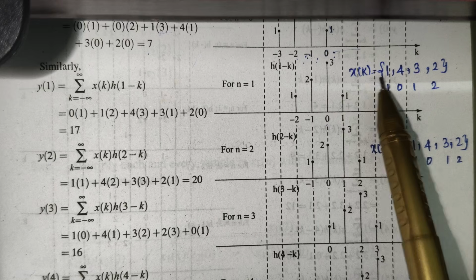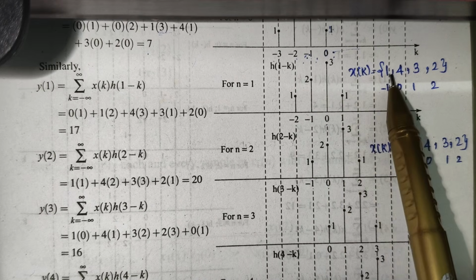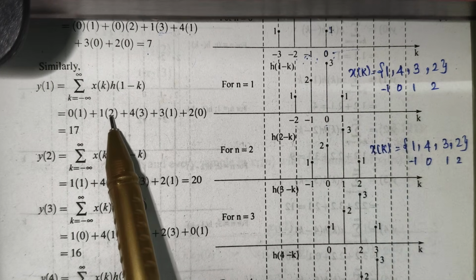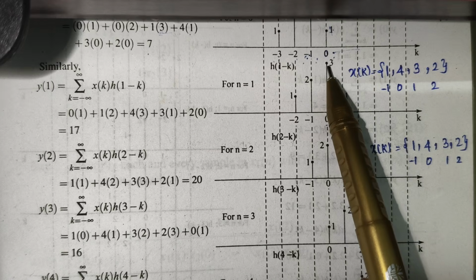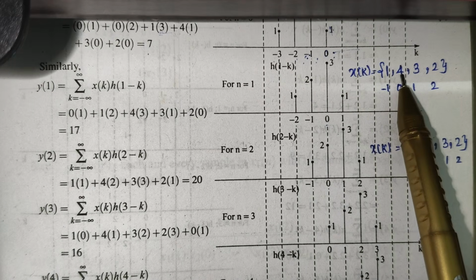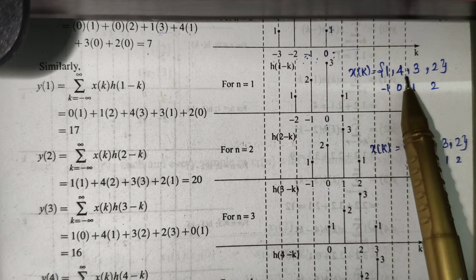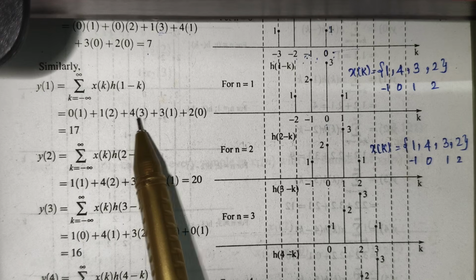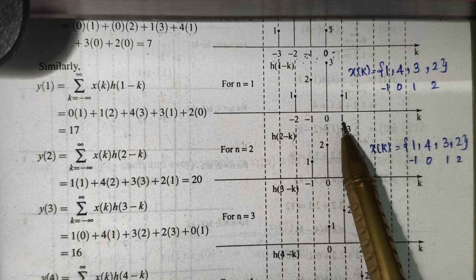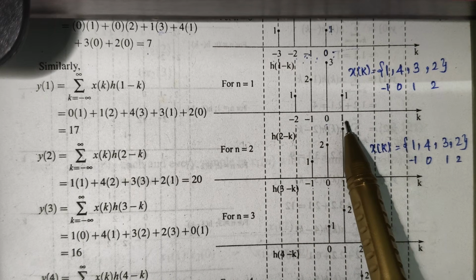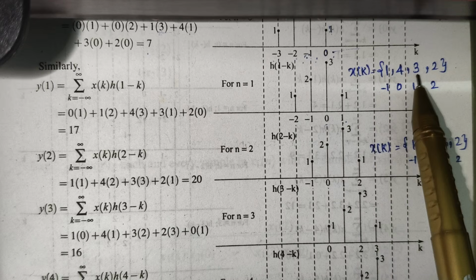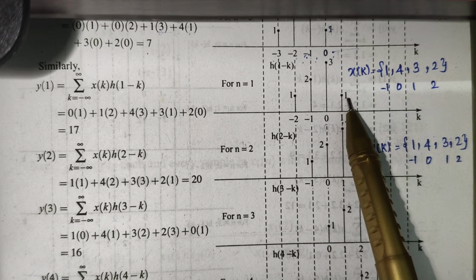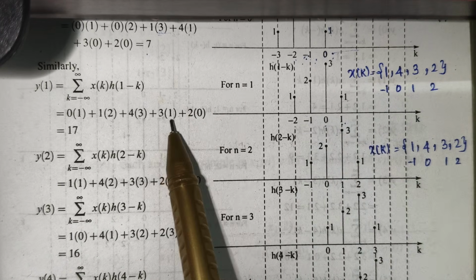Next I have to check the amplitude. So 2 and 1. So 2 into 1 will give me 2. And again I have an amplitude 3, here I have amplitude 4. So 3 into 4 will give me 12, right? And here I have an overlap at the point 1. So the amplitude here is 3 and the amplitude here is 1. So 3 into 1 will give me 3.